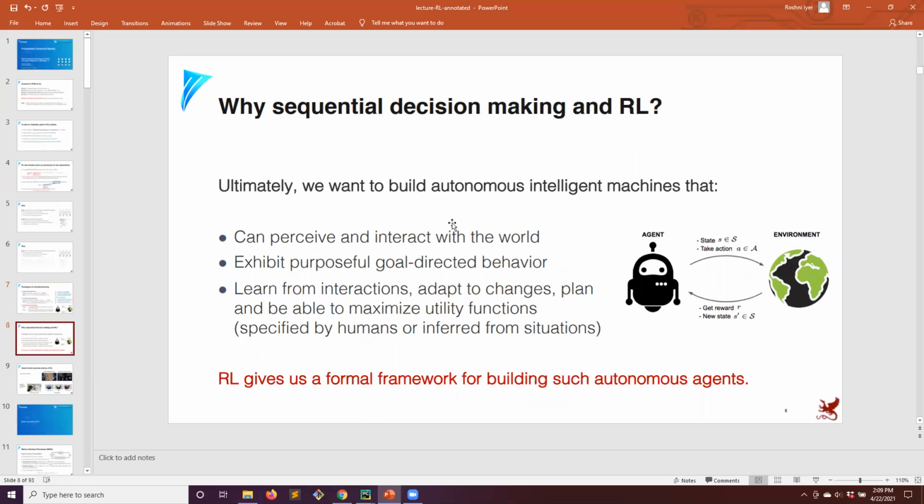ultimately, the goal is the following, that we have an agent that can intelligently perceive and interact with the world and has useful goal-directed behavior. And it will, of course, be able to learn from the current actions that it takes, and revise the policy, which we will actually talk about later, looking at policy iteration, value iteration, and then Q learning. And then, of course, adapt to changes, and then be able to plan and maximize the utility functions. And RL is a useful framework for being able to do these various things.